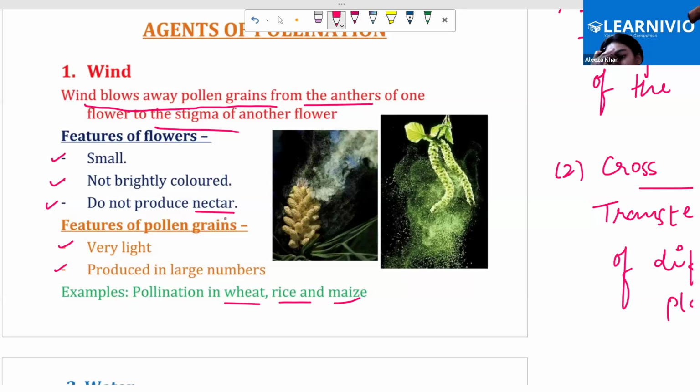Do you know what is nectar, Aisha? Oh, sorry, Shreya. Yes, ma'am. Nectar is the kind of fluid substance present in plants which the insects suck out as their food. It is a kind of sugary fluid. Yes, ma'am, it's very sweet.